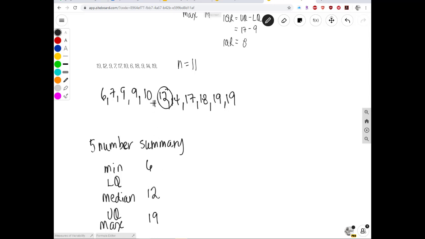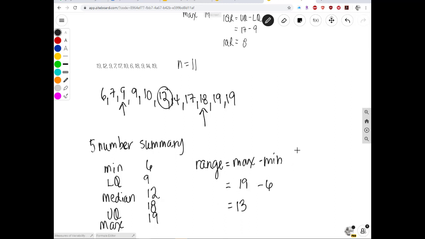Now what number is exactly in between here? 9. It's still there. 1, 2, 3, 18. 18 is exactly in between what's left over. So here's my 5-number summary. Let's do my range. Remember, the range is the max minus the min. So I've got 19 minus 6. The range is still 13.